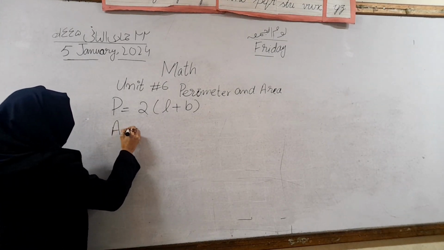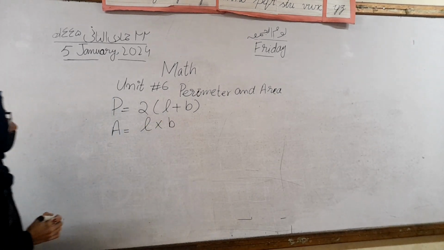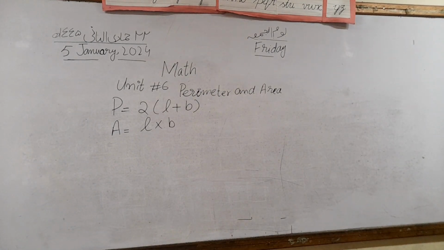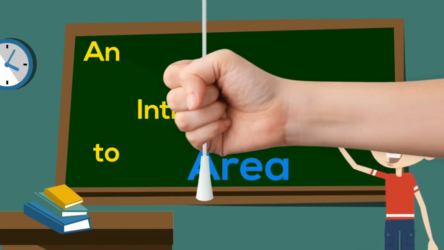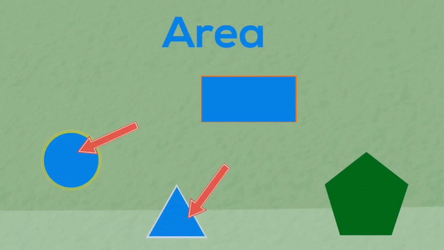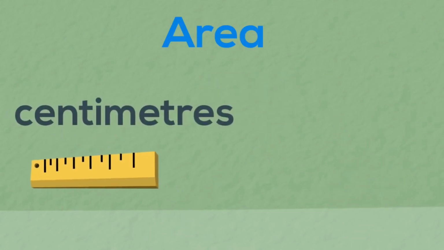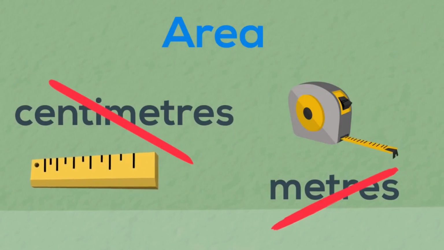And what is the formula of area? Good. Length multiplied by breadth. These are the two formulas we have used and solve the following questions. An introduction to area. Area is the space inside a 2D shape. We can't use units such as centimetres or metres because they only measure distances in a straight line. So, to measure area, we use squares.